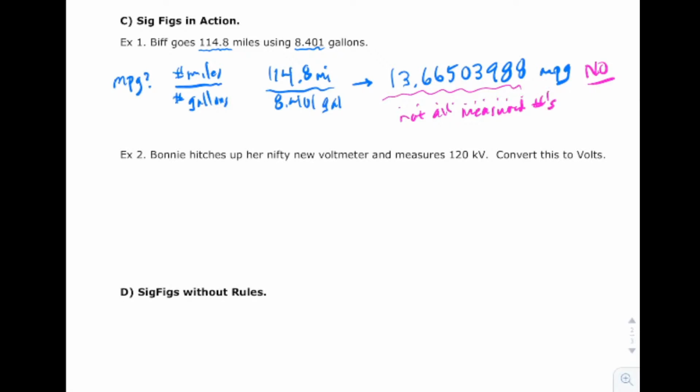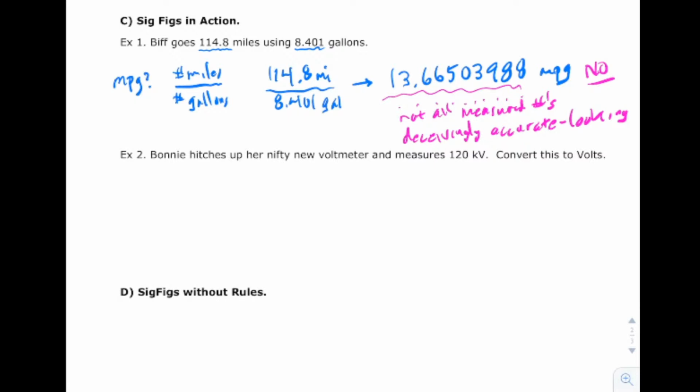This number is deceivingly accurate looking. You don't know your mileage this well. How well do you know it? Oh yeah, that's deceivingly accurate looking. It's no good. So how accurate should it be?